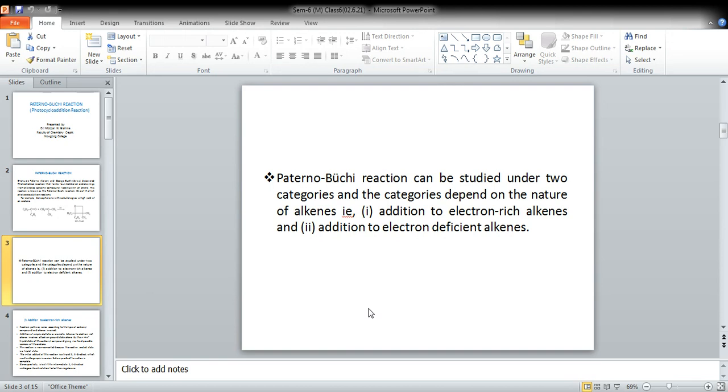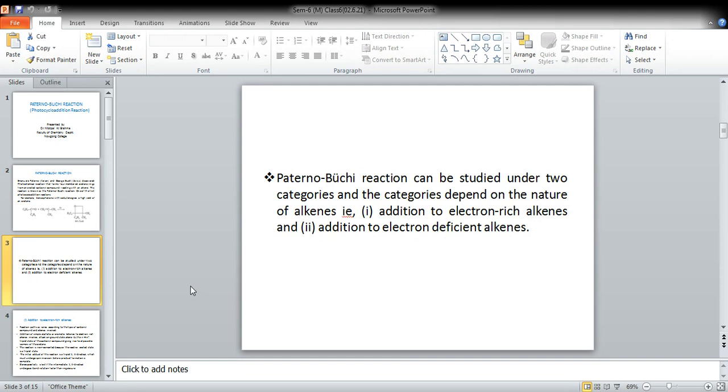Now here, this Paterno-Büchi reaction can be studied under two categories, depending upon the nature of the alkene. So the alkene we may select is an electron-rich alkene, or we may take electron-deficient alkenes. So depending upon the nature of the alkene, the product formation will be different. So first of all we'll do the reaction of carbonyl compounds with electron-rich alkenes.